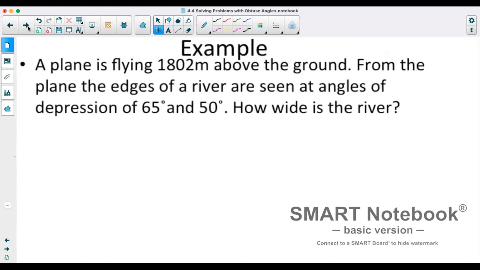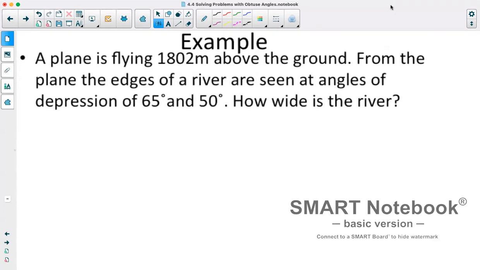So, for example, a plane is flying 1,802 meters above the ground. From the plane, the edges of the river are seen at angles of depression of 65 degrees and 50 degrees. How wide is the river?